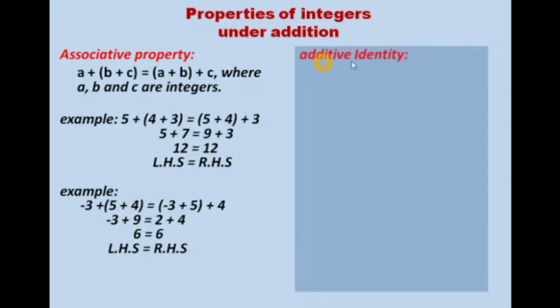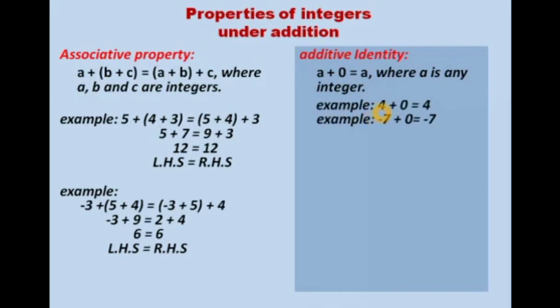Next is additive identity. A plus 0 is equal to A, where A is any integer, which means when any integer is added with 0, it takes the value of that given integer.